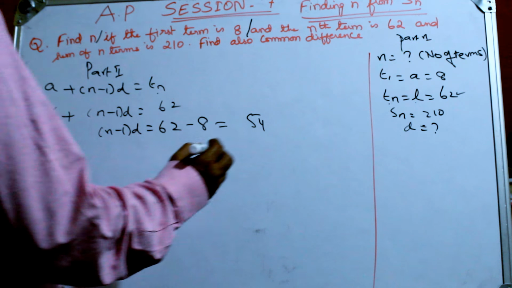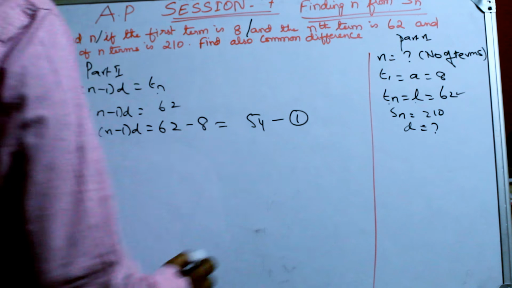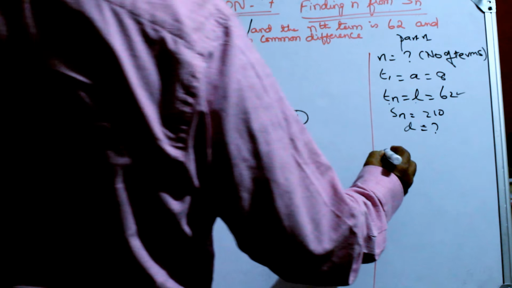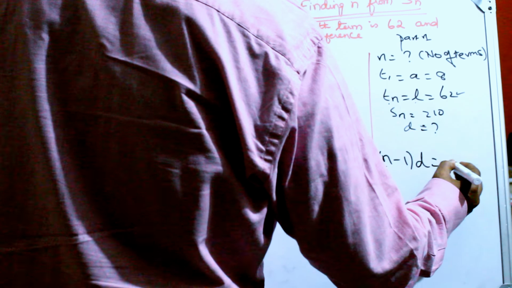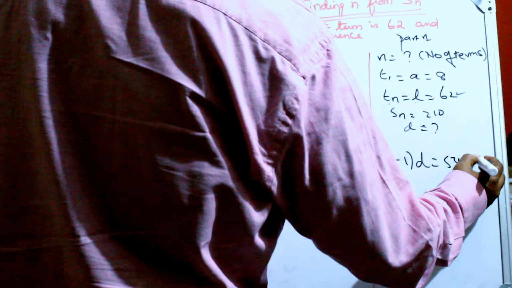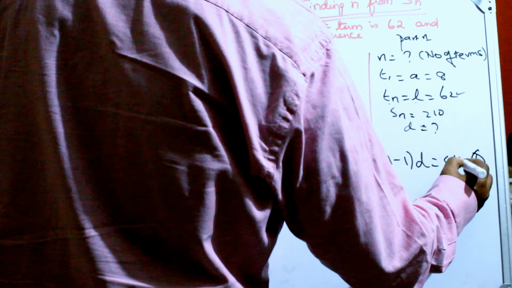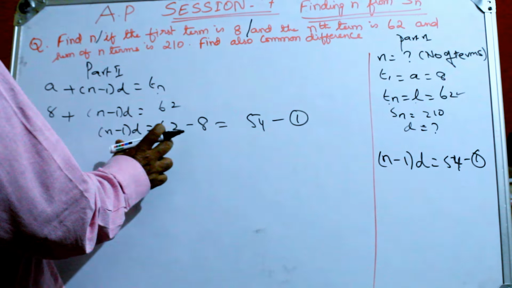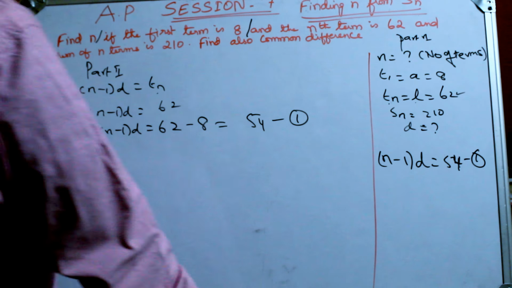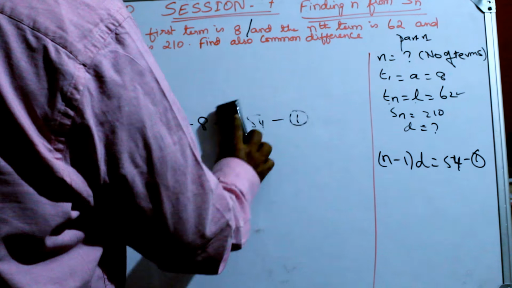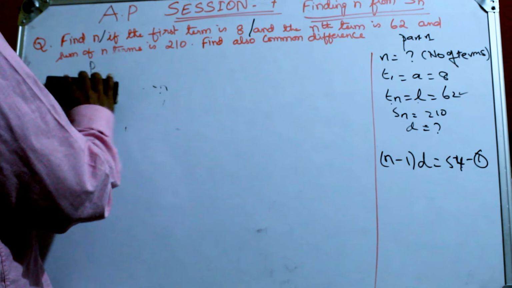So you call this equation number 1. I write this equation number 1 here: n minus 1 into D is equal to 54. Call this equation number 1. So part 2 is getting an equation involving two unknowns, n and D. Next, we will go to part 3.